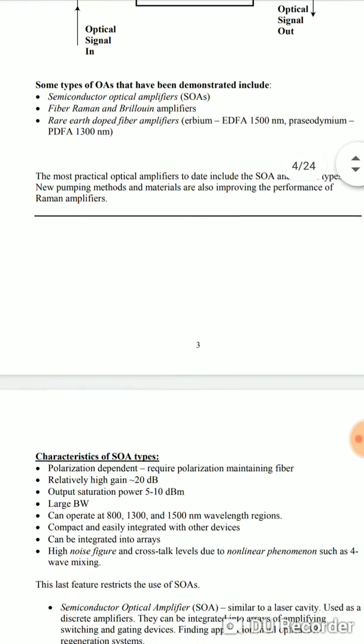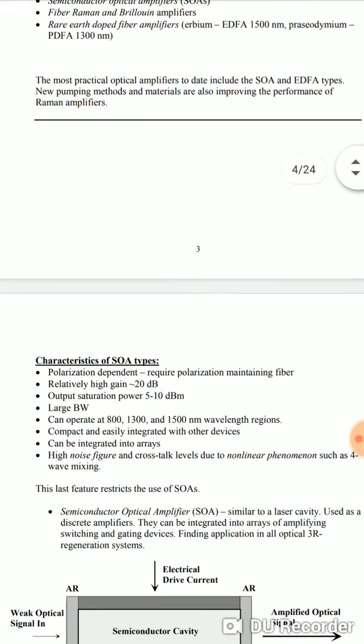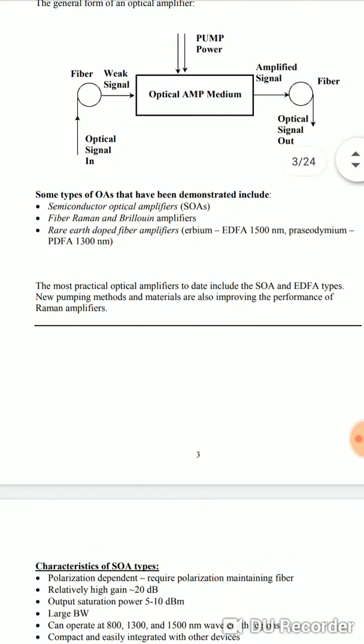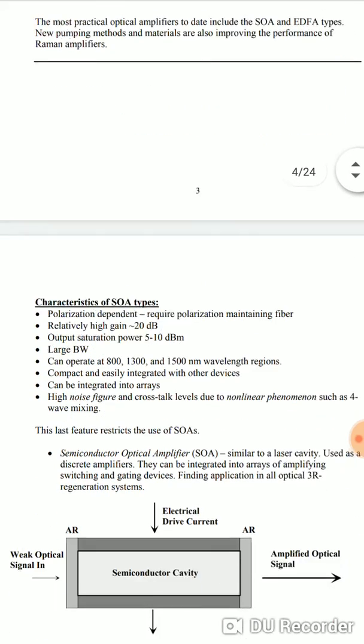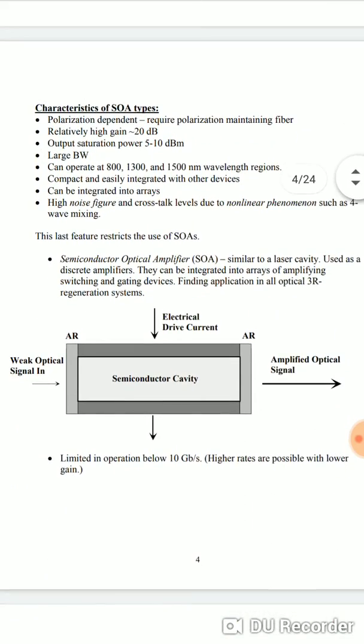First we will see the semiconductor optical amplifier. The basic diagram illustrated is the same for semiconductor optical amplifiers. We will see the characteristics of the semiconductor optical amplifier. It is polarization dependent, requires polarization maintaining fiber, and has relatively high gain. Here the gain stands for the ratio of output optical power to input optical power. If the gain is more, the efficiency of the optical amplifier is good. High gain is maintained at approximately 20 dB. Output saturation power is 5 to 10 dB.